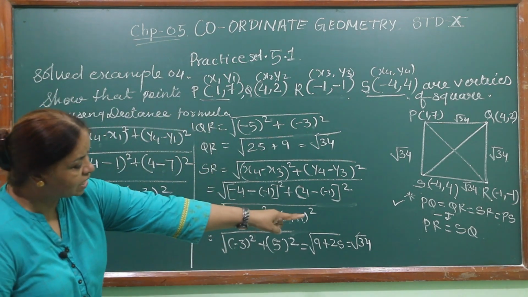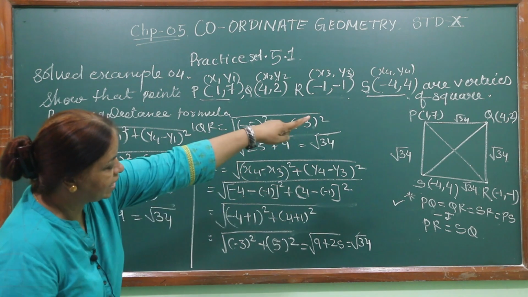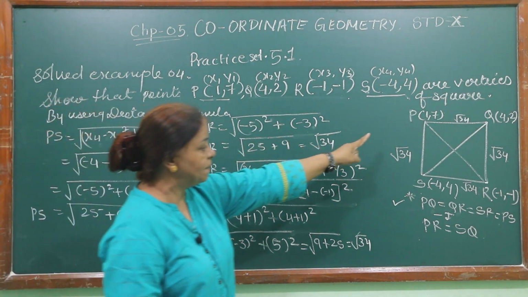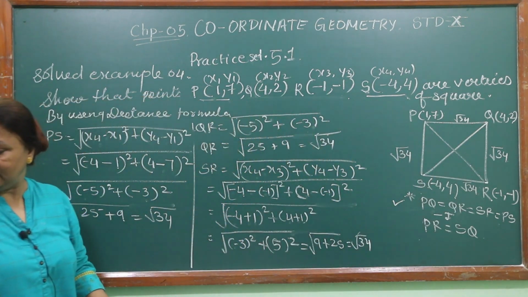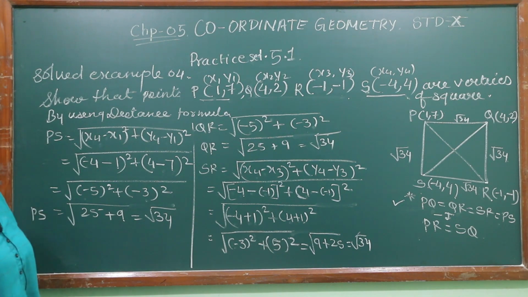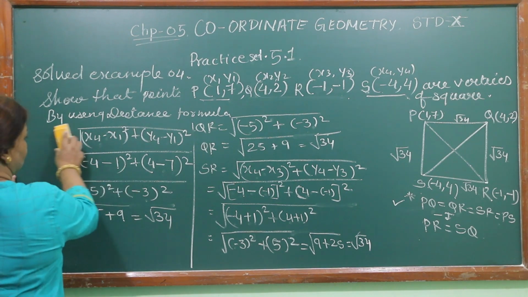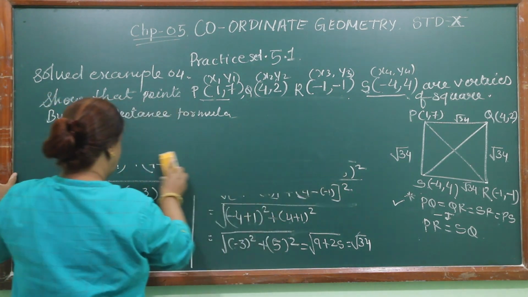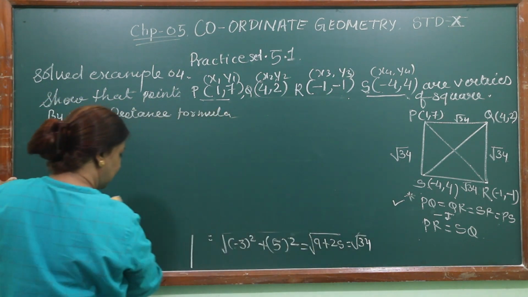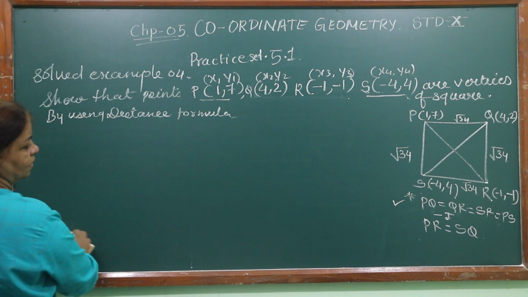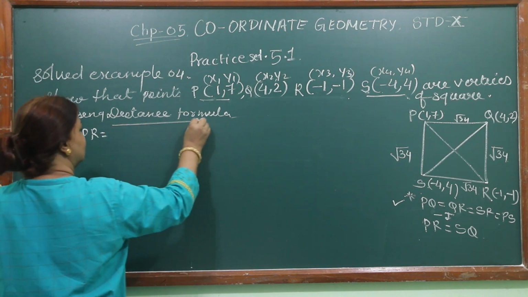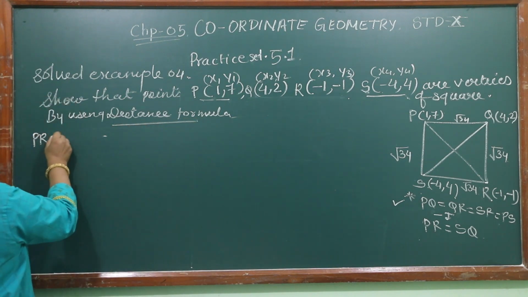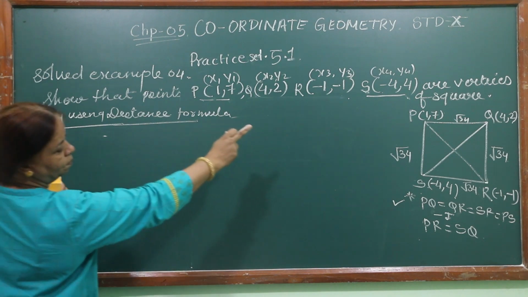Now we need to prove PR is equal to SQ. PR is what? Diagonal, and SQ is again a diagonal. You can see in the diagram PR is diagonal, SQ. So let us find out PR and SQ. By again distance formula we can find it out. So you can pause, children, and you can find out, you can write it down. Let us find PR and SQ. So PR by distance formula, let me write here, PR by distance formula, P and R.